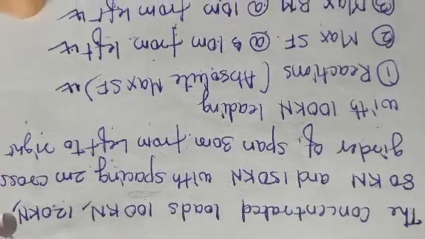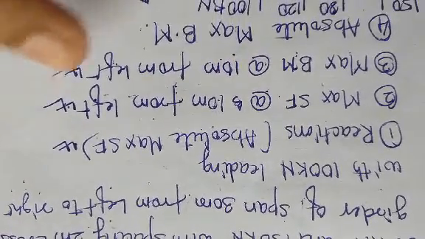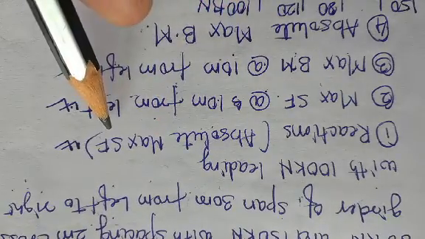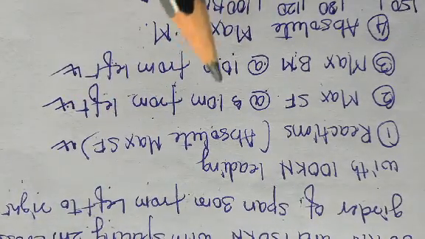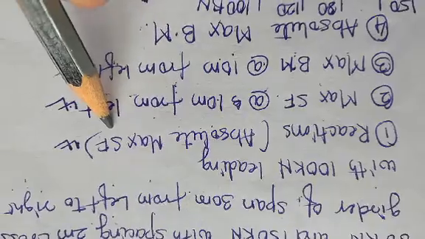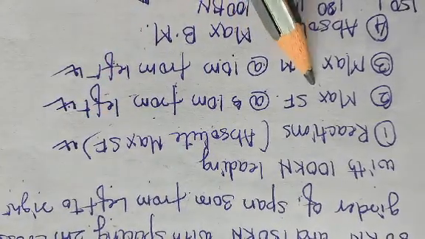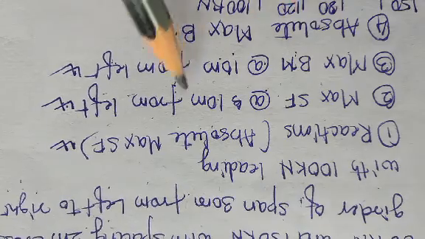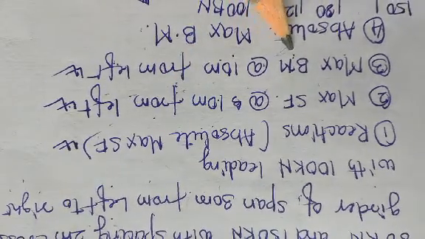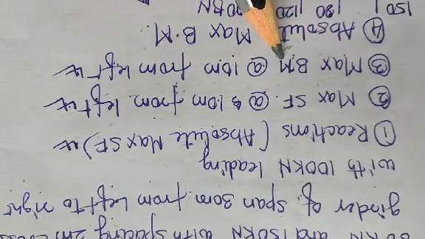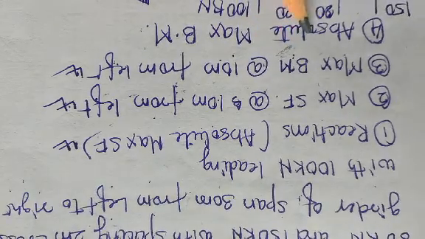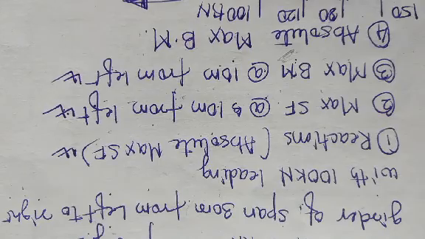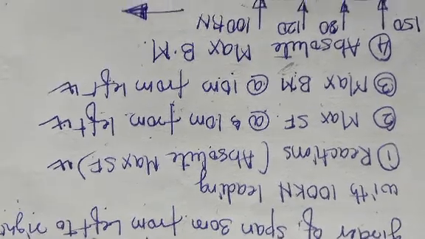For this you have to calculate reactions, that is, the absolute maximum shear force. Next, the maximum shear force at 10 meters from the left. At the same point you also have to calculate the maximum bending moment, and at the end you also have to calculate the absolute maximum bending moment.